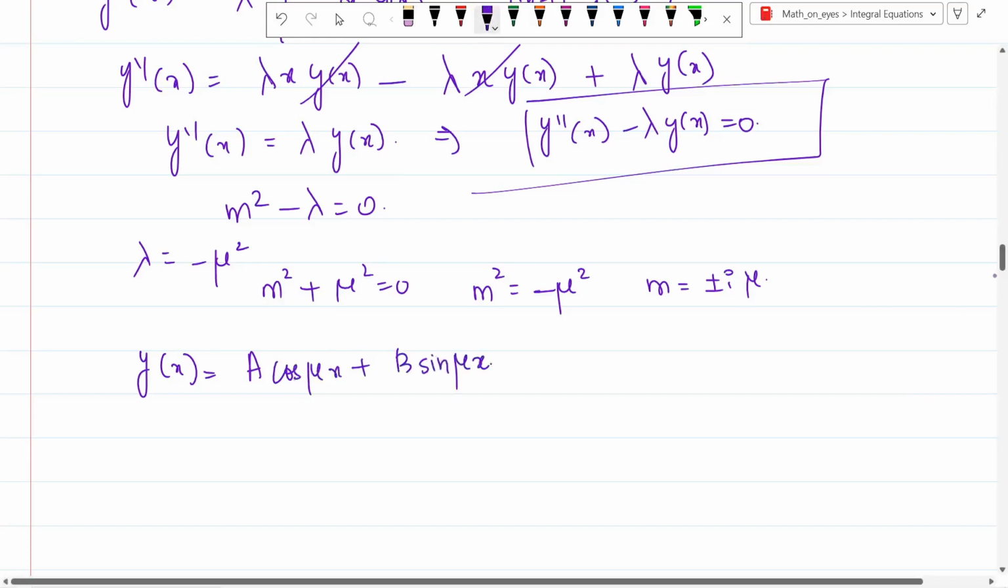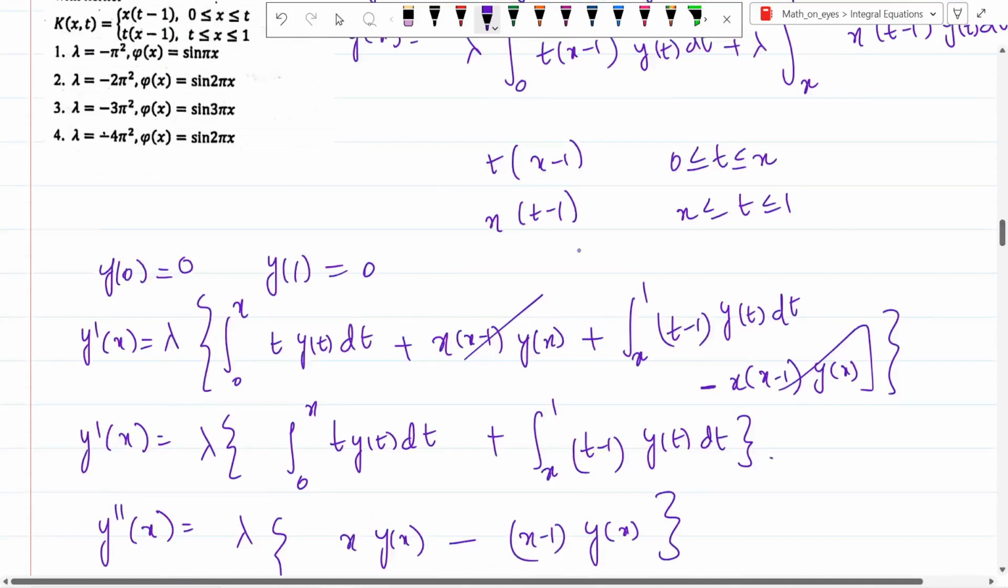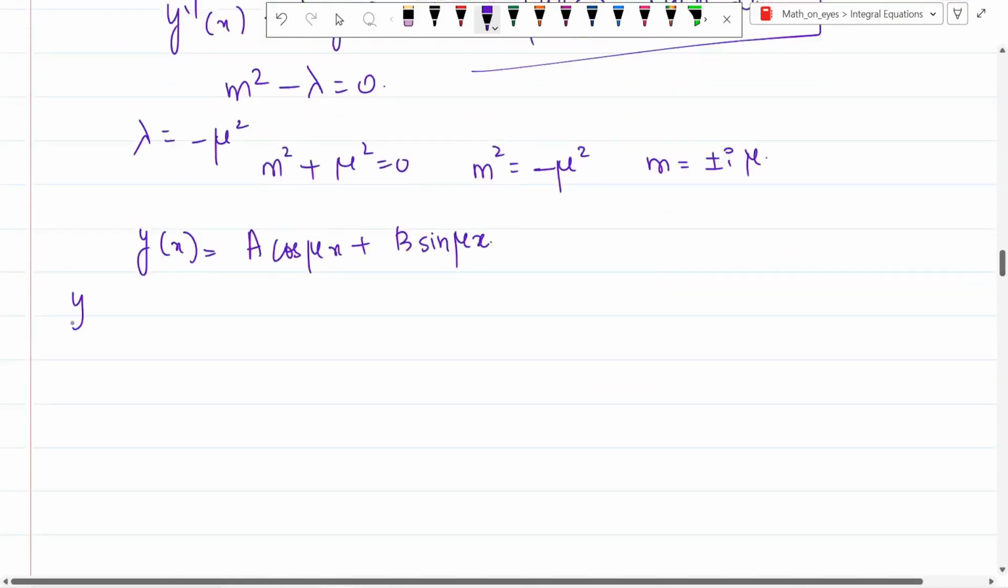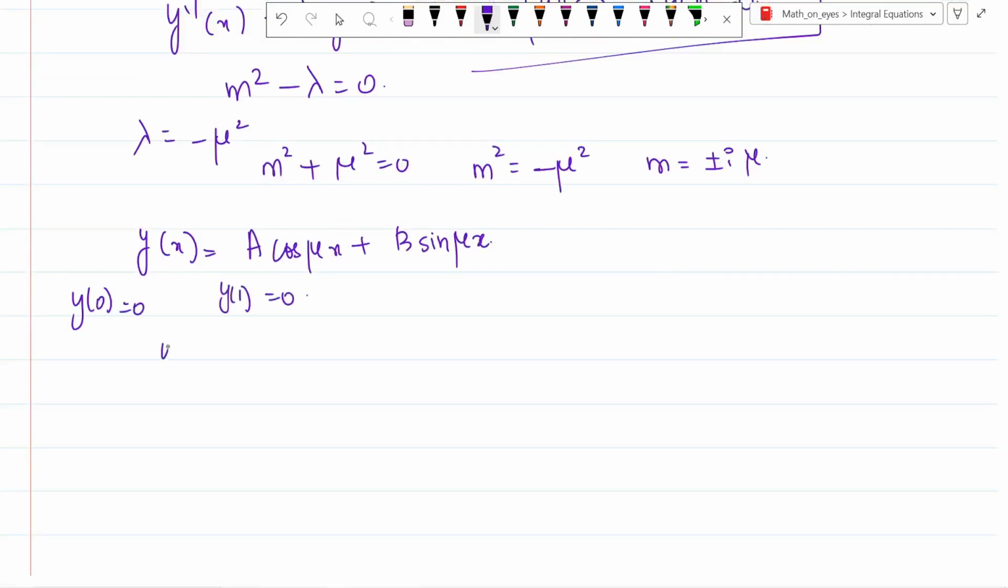Now, as we know the conditions, y of 0 is equal to 0 and y of 1 is equal to 0, I'm going to use this here. y of 0 is equal to a cos 0 plus b sin 0. So b sin 0 is fully 0. a cos 0 is 1. So I'll have a alone. a is equal to 0.